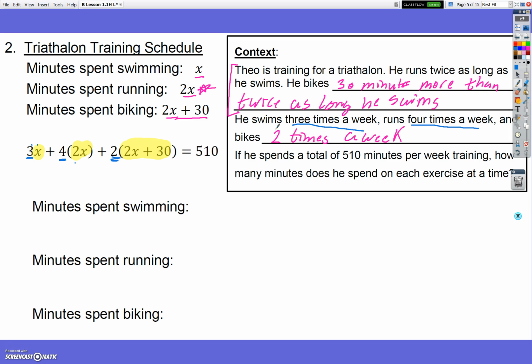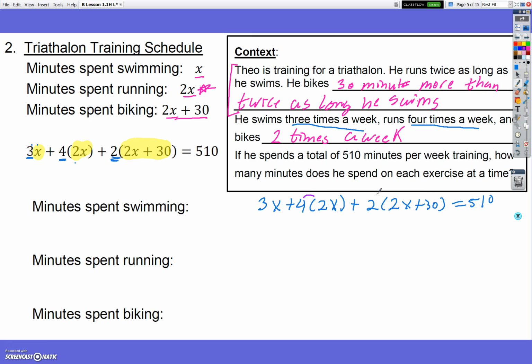If he spends a total of 510 minutes per week training, how many minutes does he spend on each exercise at a time? So what the sentence is saying is not the total, but in one time, how long does he exercise for each activity? So if I look at 3x plus 4 times the quantity of 2x plus 2 times the quantity of 2x plus 30 is equal to 510, all I do is solve for x here.